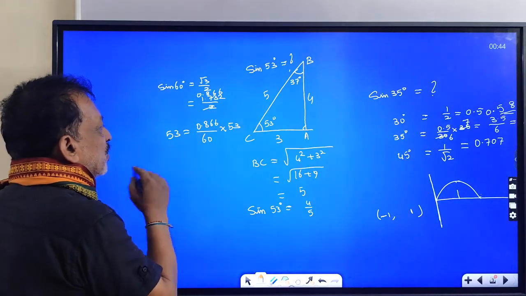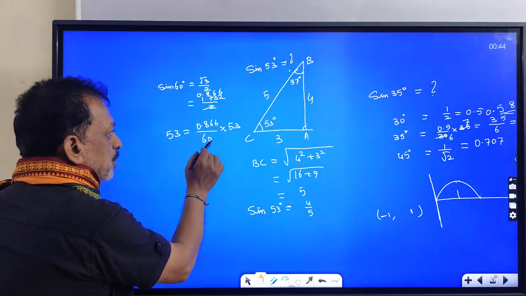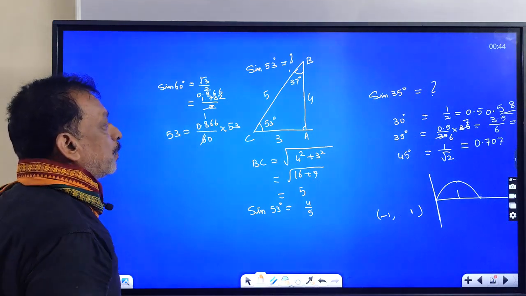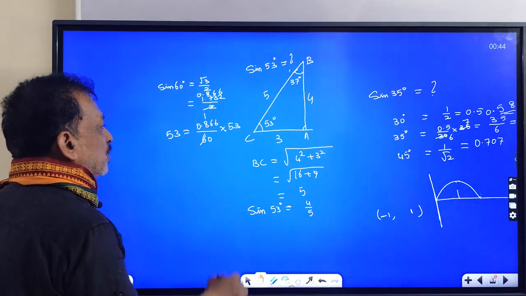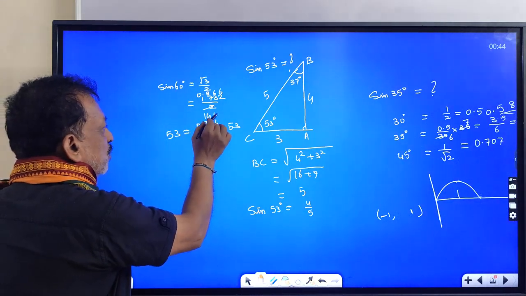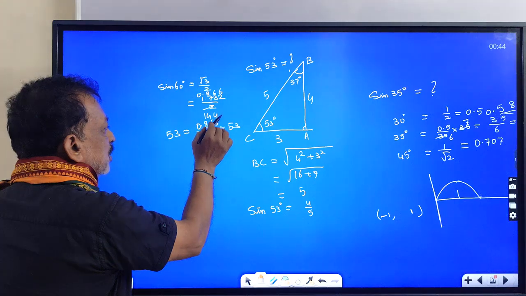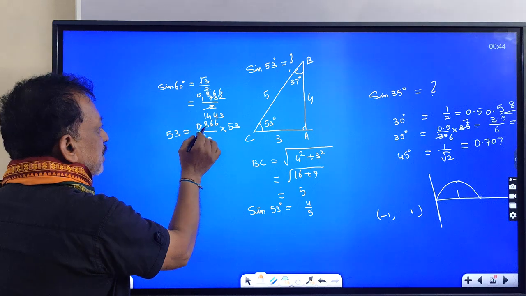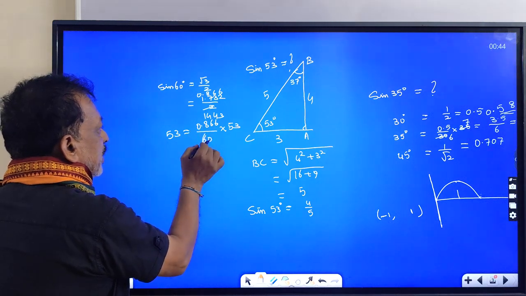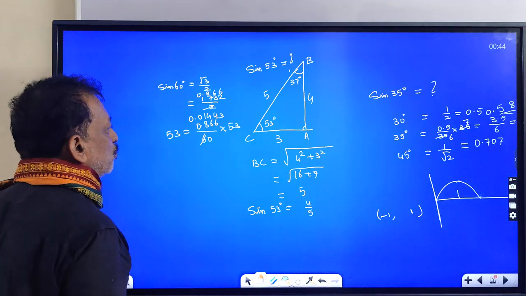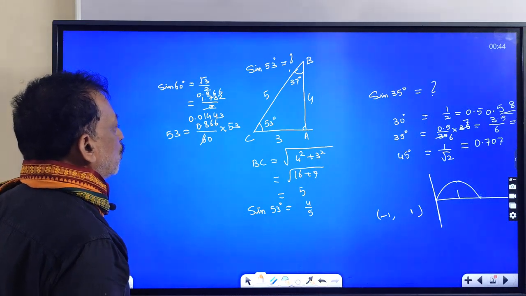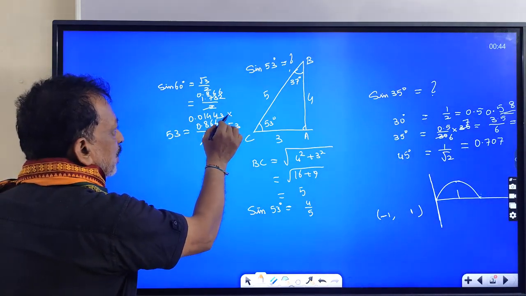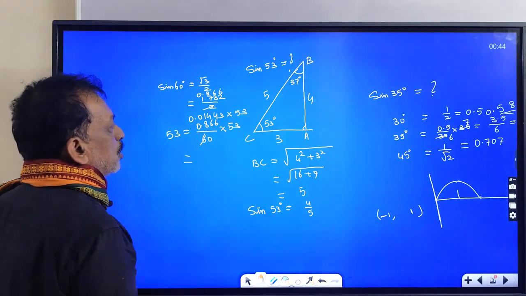Now this 0, keep it up, don't need to touch 0. Now 6 ones are 6, 6 fours are 24, again 6 fours are 24, 6 threes are 18. Enough. This is what we are going to get. Now again one 0 is there here, you can put 0.0. So 0.01443 into 53 you have to multiply.